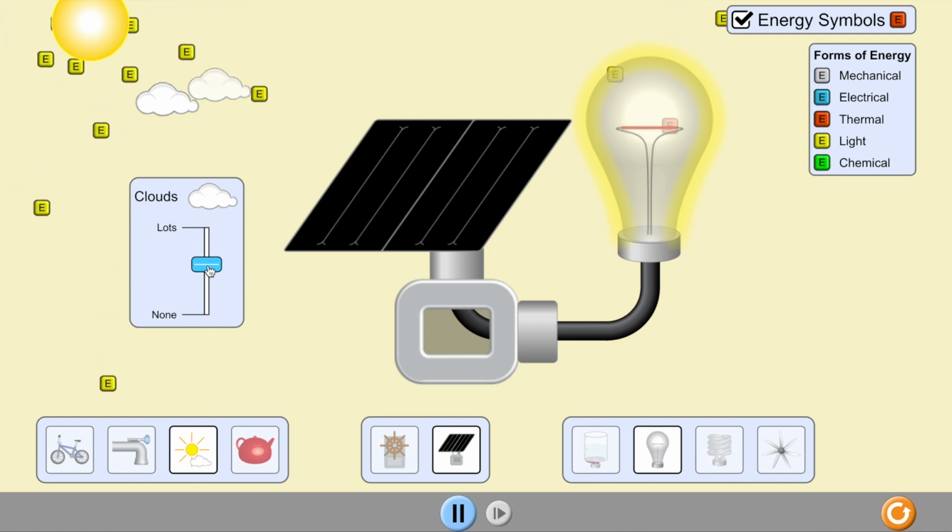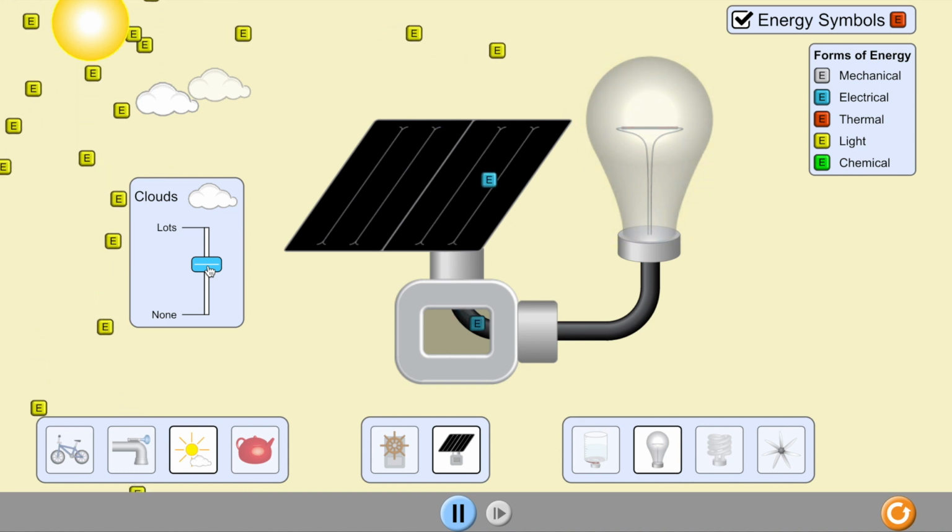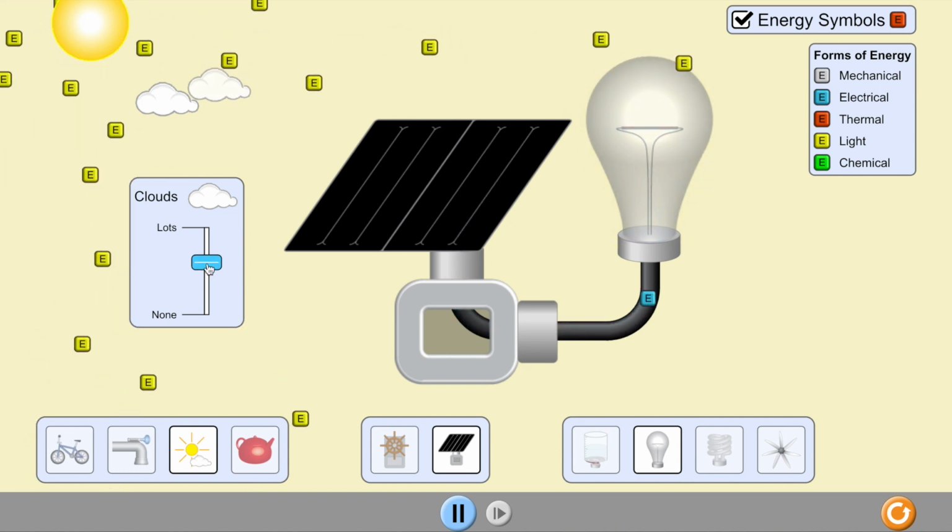Hope that helped you understand the different types of energy conversion, and that energy cannot be created or destroyed but just changed or converted from one type to another.